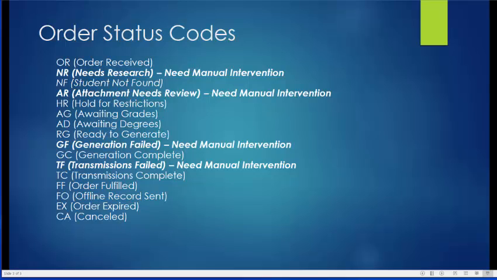You will see that I have four codes that are highlighted. They're bold. That's the NR, needs research; the AR, attachment needs review; the GF, generation failed; and the TF, transmission failed. Those are bolded because those are the codes where an end user would have to do something to get the order moving again.